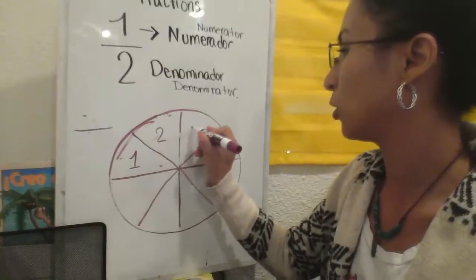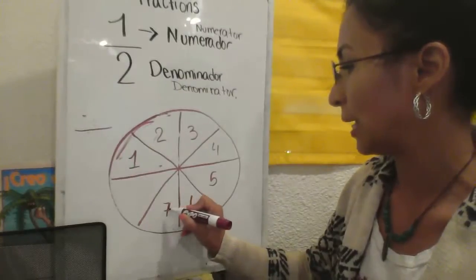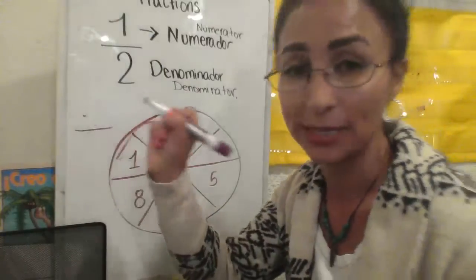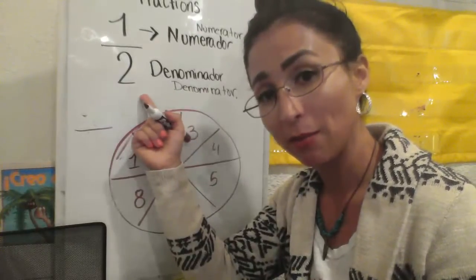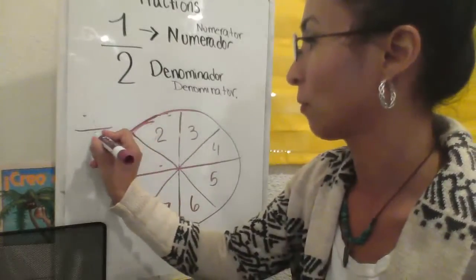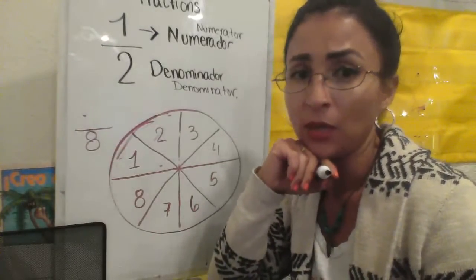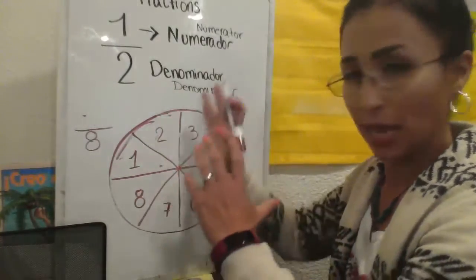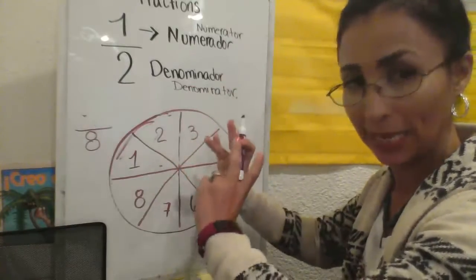1, 2, 3, 4, 5, 6, 7, 8. Wow, I have 8 pieces. Tengo 8 piezas y por eso voy a poner el número 8 abajo. Because remember, este número te está diciendo cuántas piezas hay en total, el número de abajo. 8. Hay 8 piezas en total. So you have one whole, but I decided to cut my whole in 8 pieces. Tengo 8 piezas de pizza aquí.